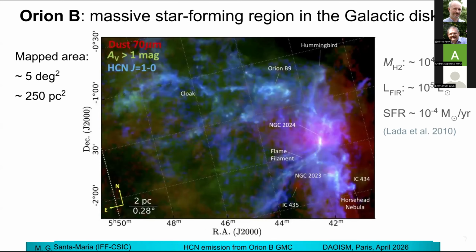And Ran already introduced the Orion-B region, so I'm not going to say much about it. It's just that the map area is around 5 square degrees. And the star formation rate is not very high, even though it's a high mass star forming region.